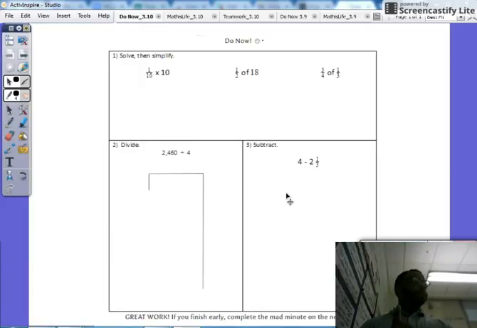We're going to start with the do now. Go to the Math is Life problem. Go to the teamwork together. And then after that, you'll be doing everything on your Google Forms. So, here we go. Number 1, your do now. Number 1 says solve, then simplify.